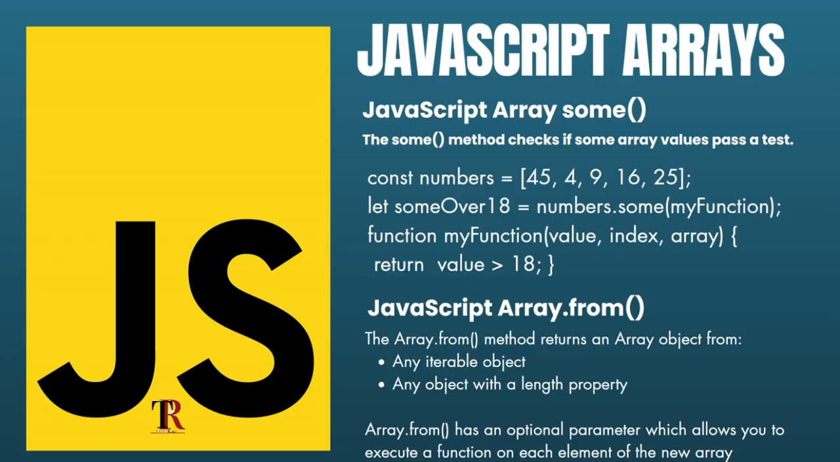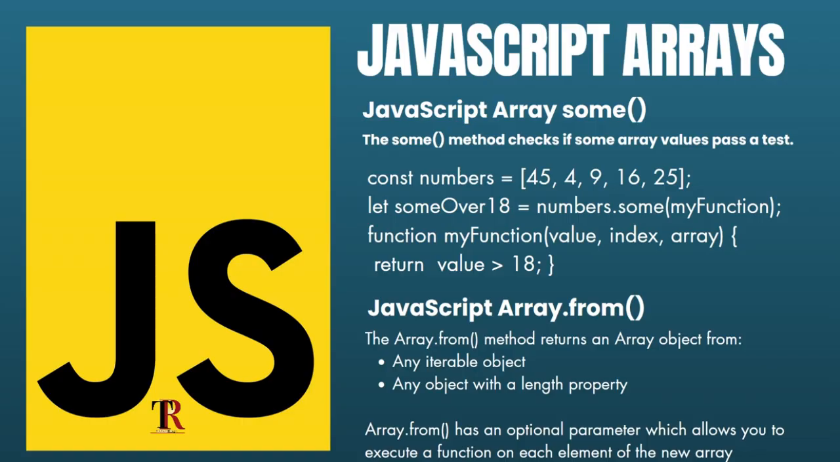So in this lesson, let's move on and talk about the array some method. The some method checks if some array values pass a test. I think this is more like the last lesson that we talked about. It checks if some array values pass a test. If it does, it returns true, and if not, it returns false.